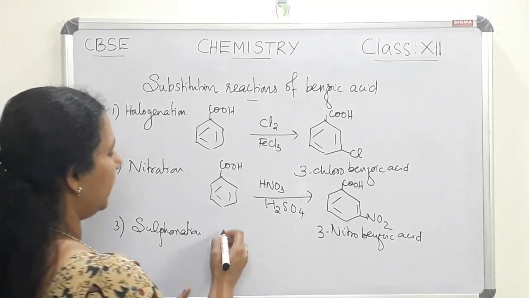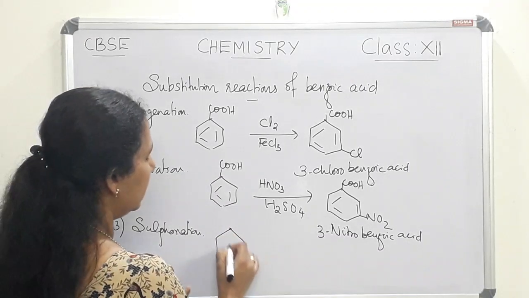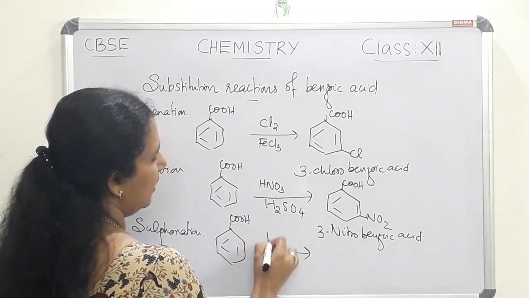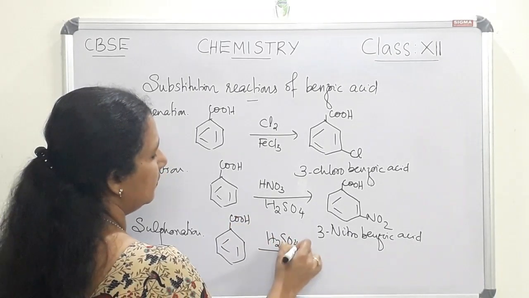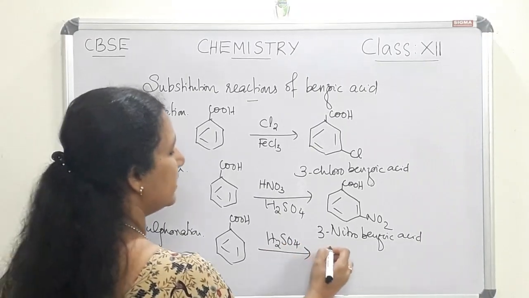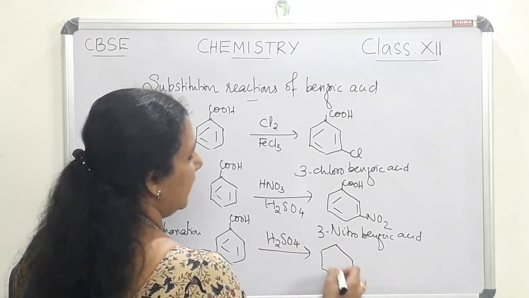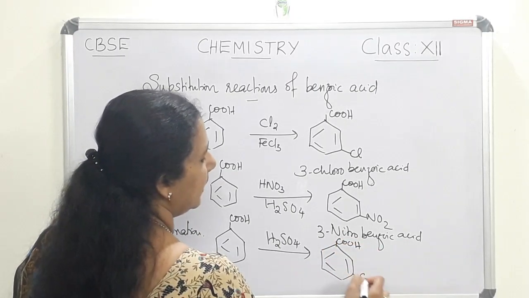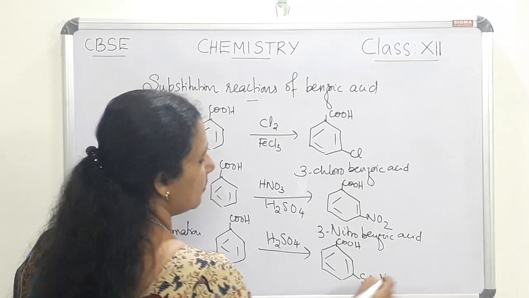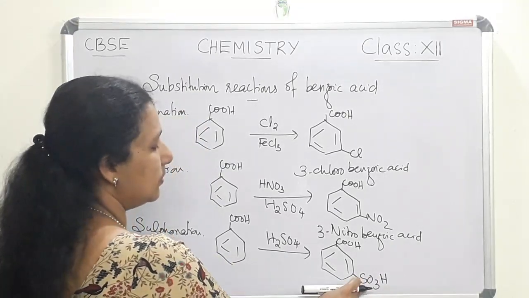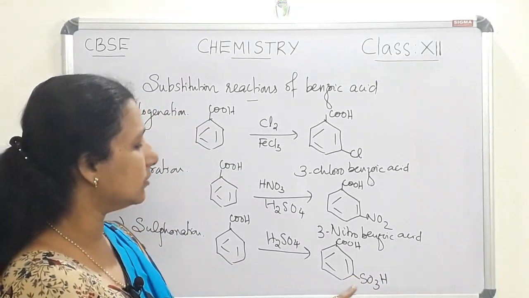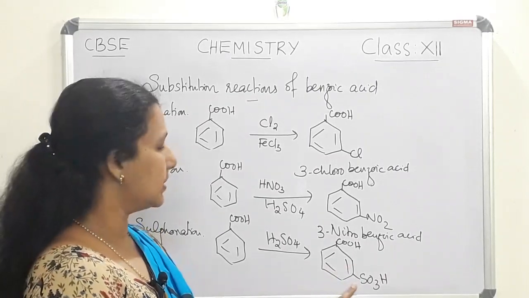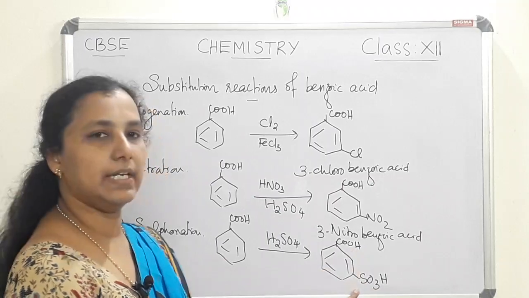In the case of sulfonation, if benzoic acid on sulfonation, H2SO4 is taken for sulfonation, sulfuric acid is taken, then the SO3H group will be attached at the meta position. SO3H group is the incoming electrophile. So SO3H group will be attached at the meta position since COOH group is a meta directing group.